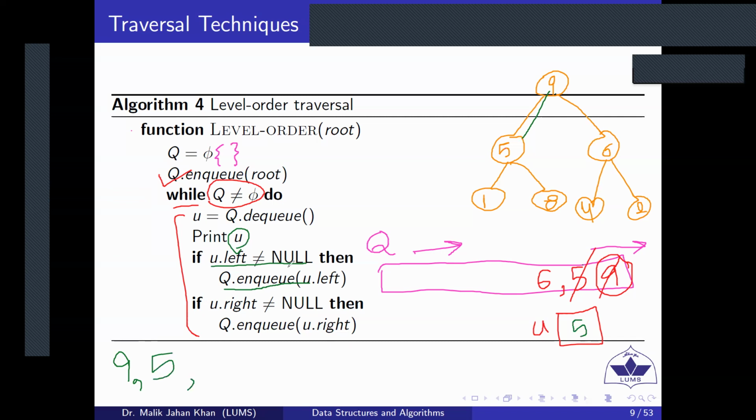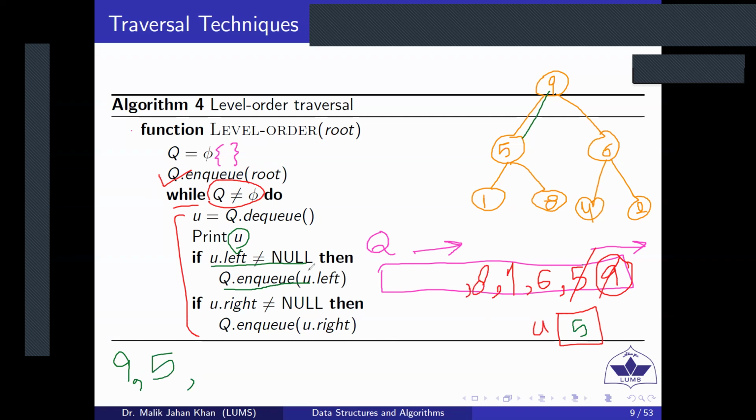And then we check left of 5. So left of 5 is not null. That is 1. So that means that we can enqueue 1 in the queue. So 1 goes inside the queue. And then we check right of 5. That is 8. So that goes inside the queue.